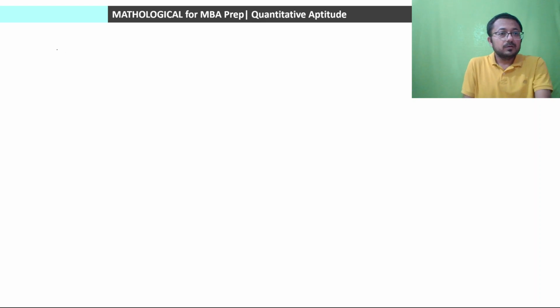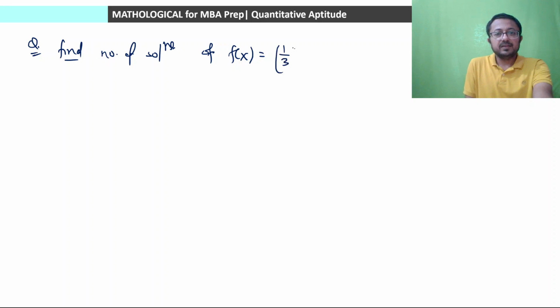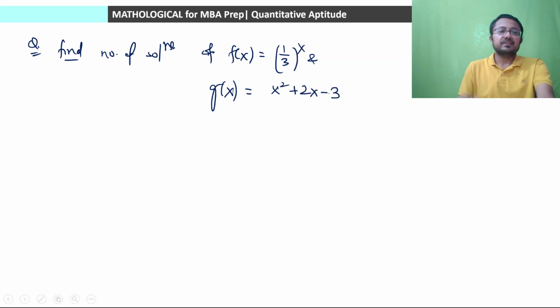So let us say, find the number of solutions of f of x equal to 1 by 3 to the power x and g of x equal to x square plus 2x minus 3. So how many intersection points will be there if we have f(x) equal to 1 by 3 to the power x and g(x) equal to x square plus 2x minus 3? Pause the video and try to solve this question yourself first.